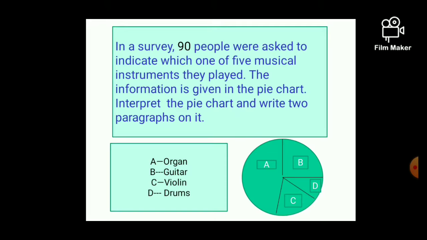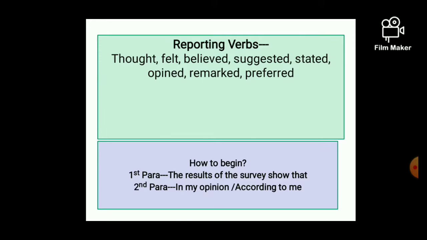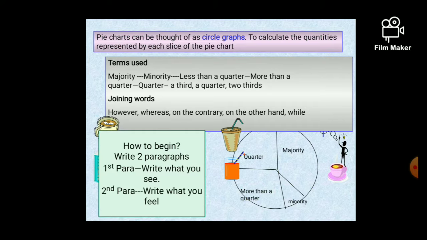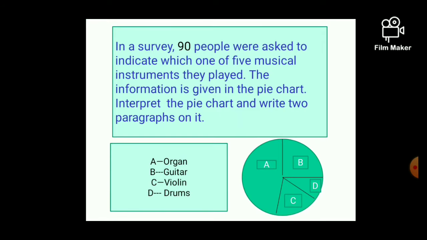Now 90 people were asked which instruments. So most of them said, so you're going to be saying majority of them. Okay, you could use the word majority or maximum. With regards to organ, you have a majority there. B looks like a quarter, so you could say a quarter of them play the guitar. Okay, now when you're joining A and B, you're going to be using words like whereas, on the other hand. Okay, here joining words: however, whereas, on the contrary, on the other hand. This is what you're going to be using when you're joining the A and B together.